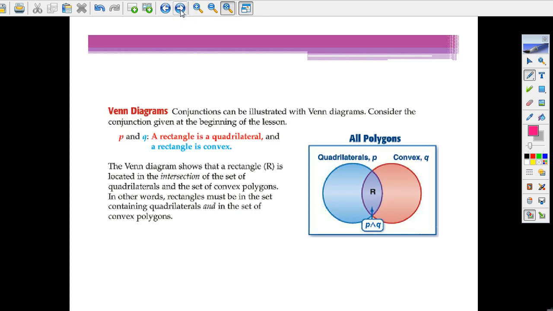All right, Venn diagrams. Conjunctions can be illustrated with Venn diagrams. Consider the conjunction given at the beginning of the lesson. So P and Q: a rectangle is a quadrilateral and a rectangle is convex. So when you have and, it's going to have a middle part where it's together, it's combined as an and. The Venn diagram shows the rectangle R is located in the intersection of the set of quadrilaterals and the set of convex polygons. In other words, rectangles must be in the set containing quadrilaterals and in the set of convex polygons. So here you have P and you have Q, and the R part here is where it's combined with an and.